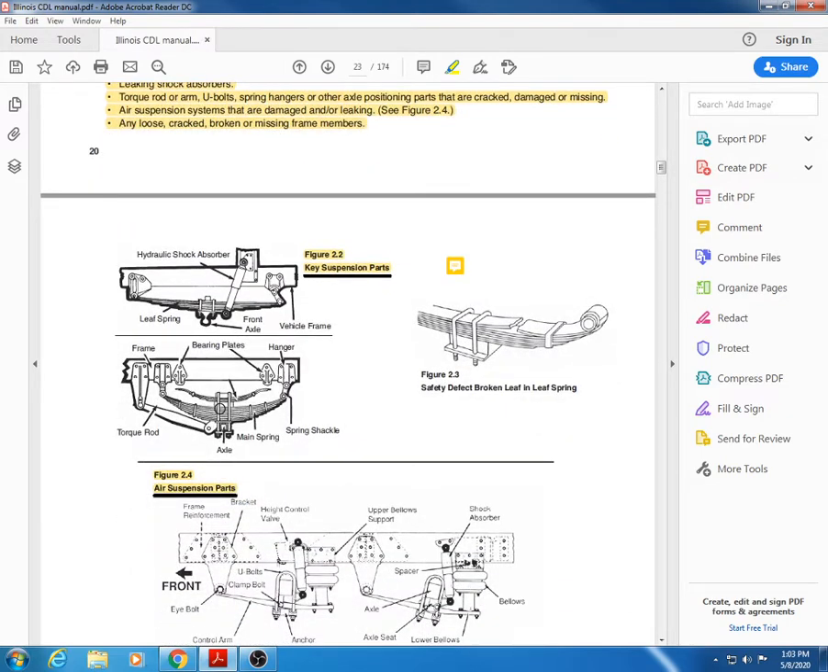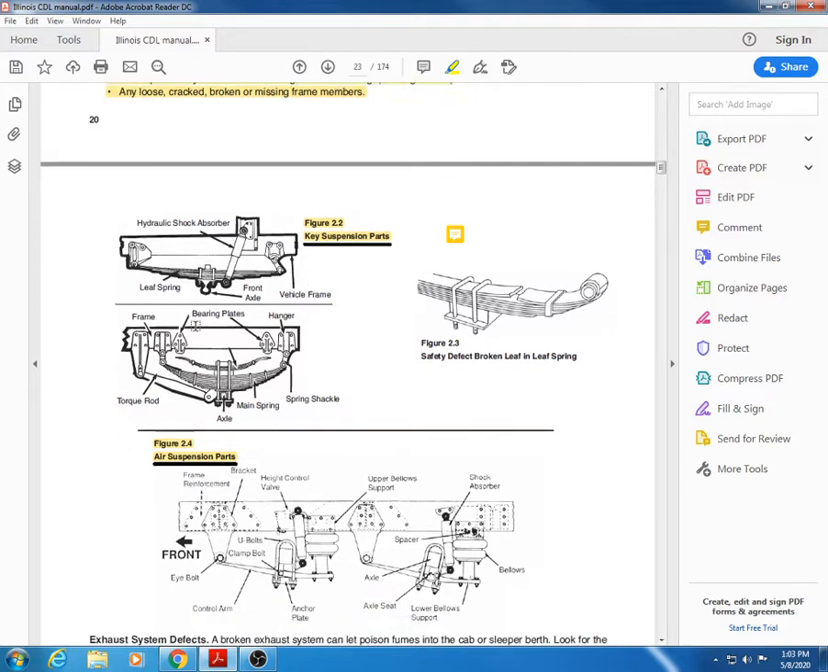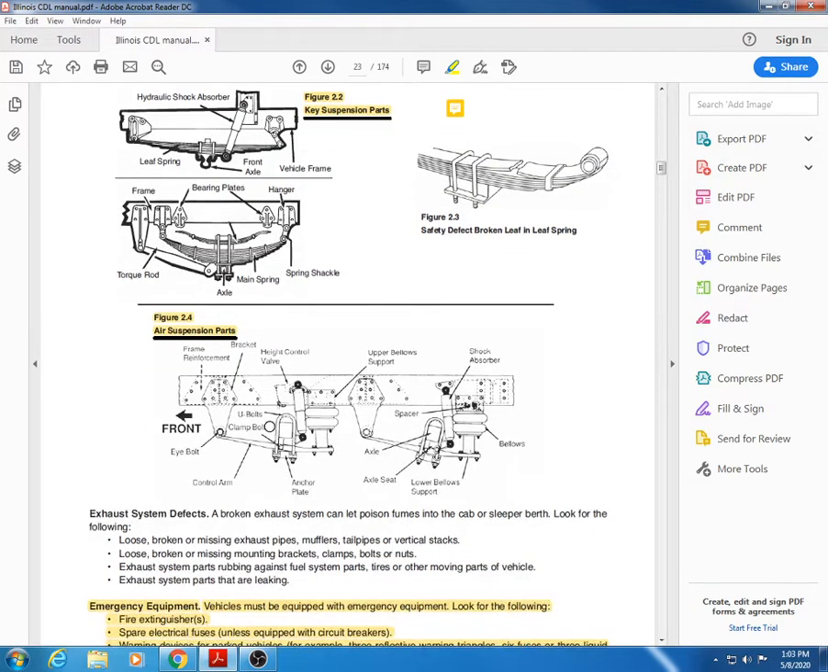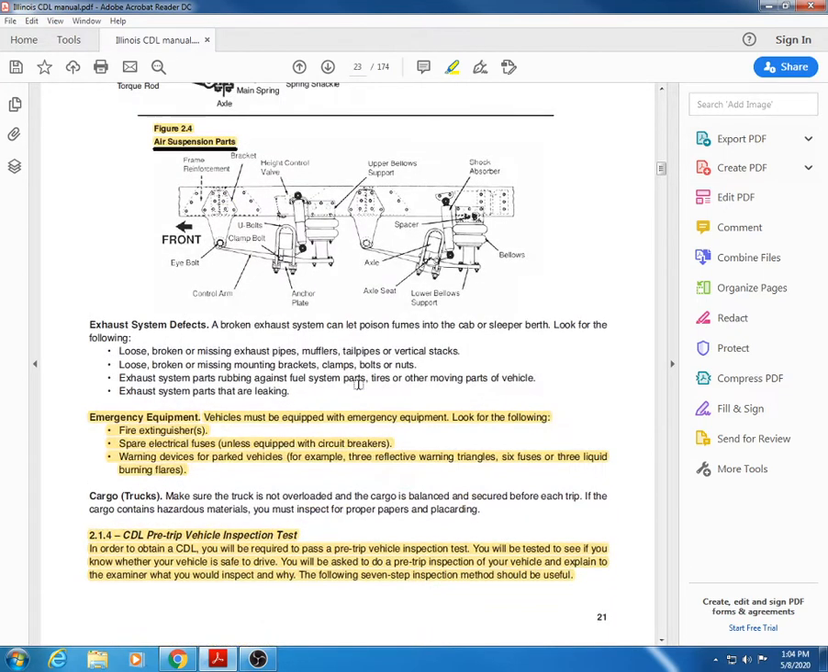Several different types of suspension. You've got basically your spring suspension. This is generally what you'll find on the front axle. This would be a rear axle suspension setup. Also, you need to know all the parts on here. This is air suspension, which is different than spring suspension. You've got front axle, rear axle. But this is where a rear tandem axle would have air ride on the back and what's different about it. So this is very important to know as well.